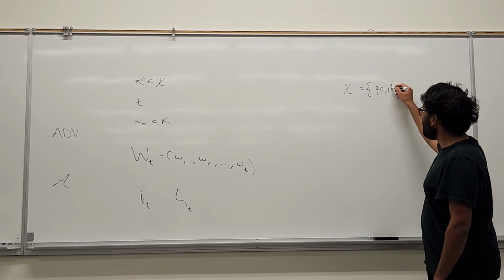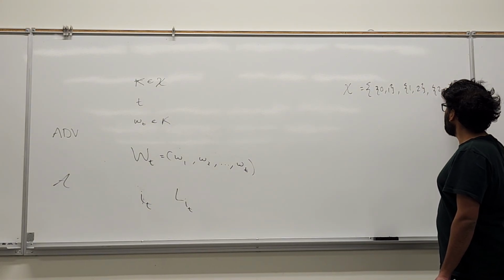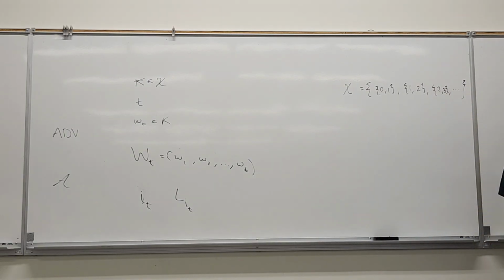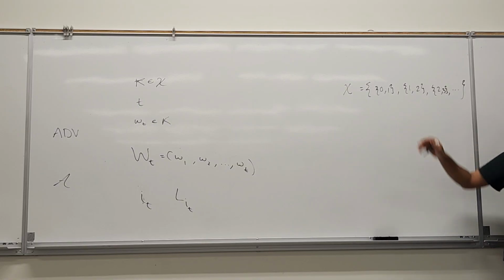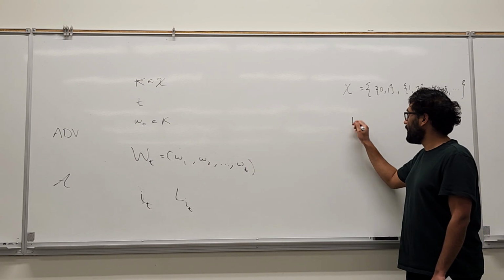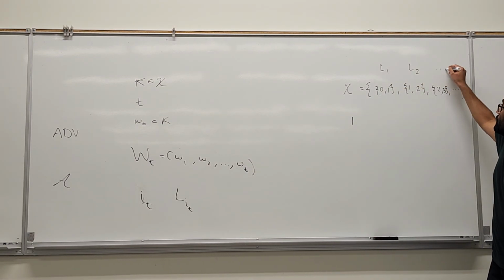So 0, 1, 1, 2, 2, 3, and so on. You get the idea. So X is a set of finite languages, but X itself is infinite. Okay, I pick K, and I start the enumeration process. So I give you 1. So what's your guess? This is L1, L2, and so on.